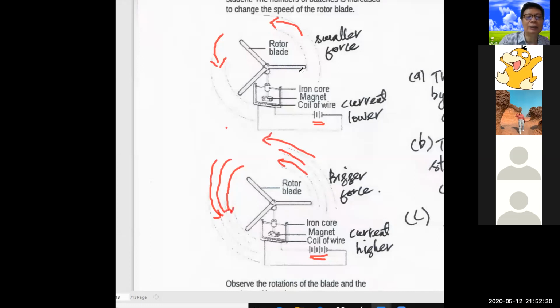Understand? So it's very obvious. This one, small current, right? Current small, so the magnetic force is smaller. Smaller means it turns very slow. The plate turns very slow.